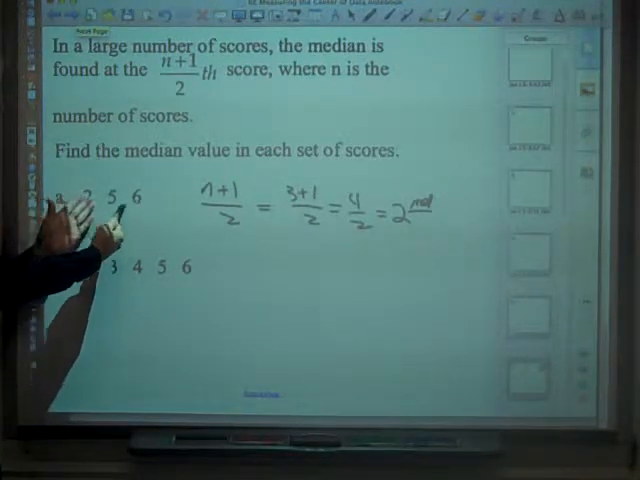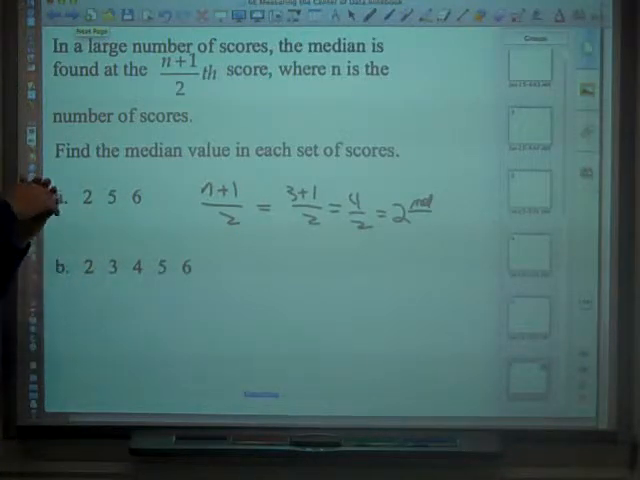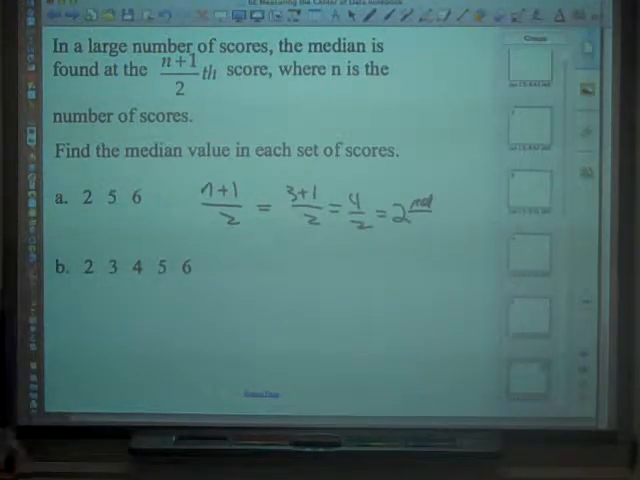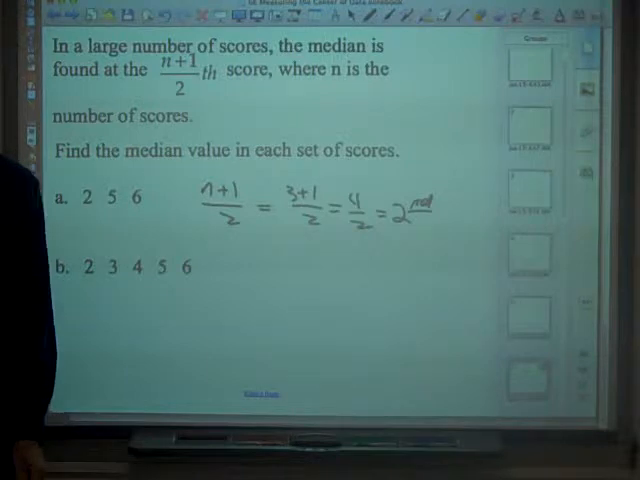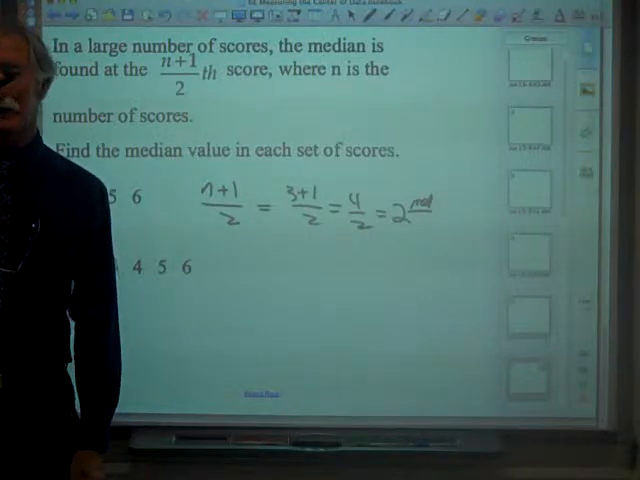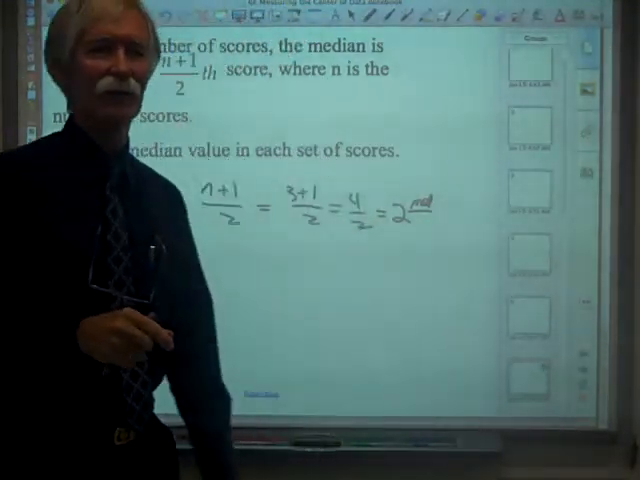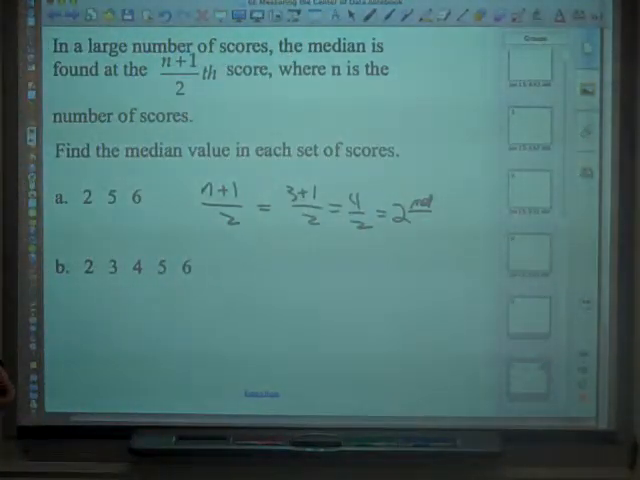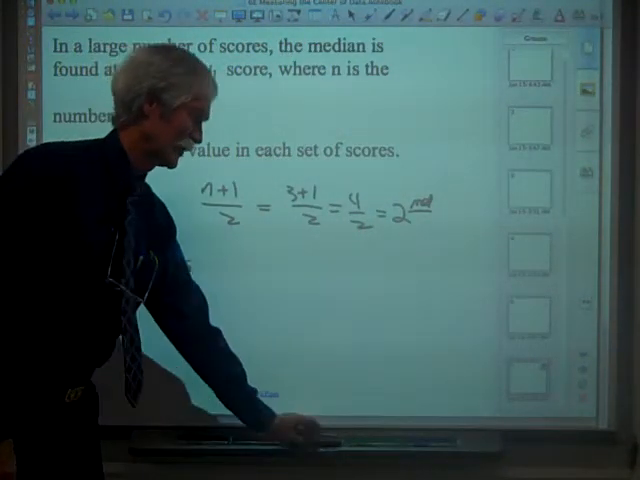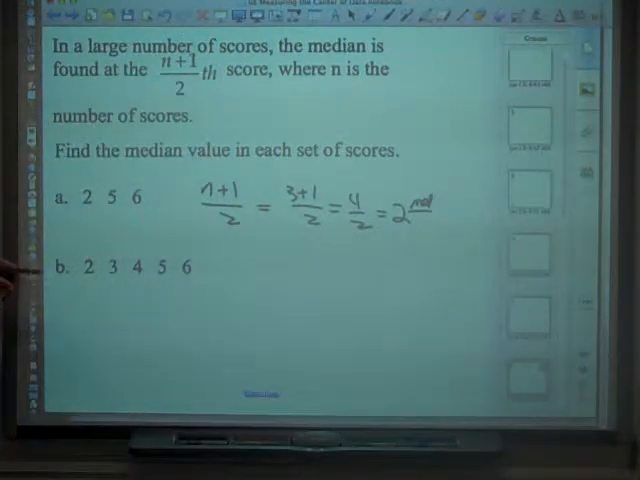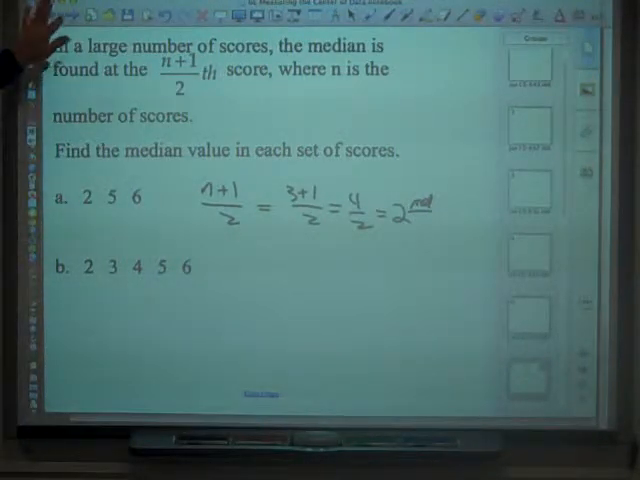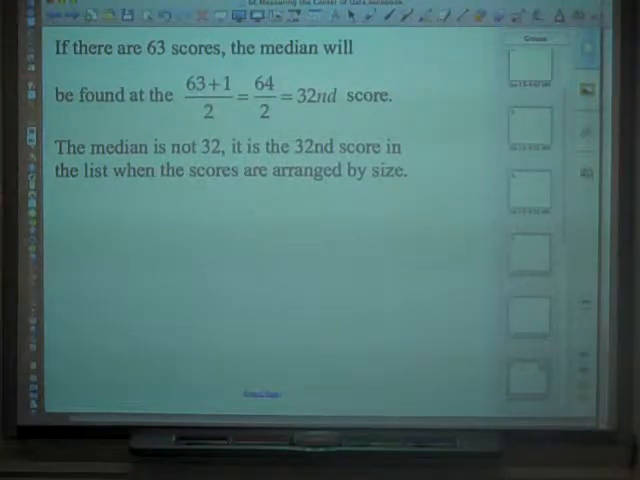That's silly when there's only a small number of values. But if there's a huge number of values, it's much easier to just say, okay, I'm looking for the 23rd score. Just go 1, 2, 3, 4, 5, 6, 7, 8, 9, 10. See, Mr. 5,000 numbers? Yeah, then you're in trouble. Then you put it into a computer program or something.